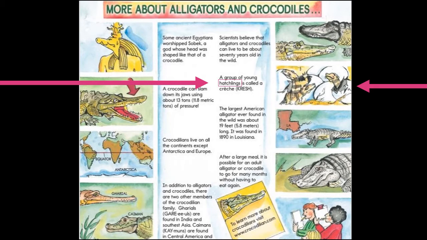Okay? See what we did? The author is teaching us the word creche. A group of young hatchlings is called a creche. She's not teaching us what a hatchling is. Maybe she hopes we know what it means, or maybe she hopes we'll look at the picture and figure it out. That's what we have to do.